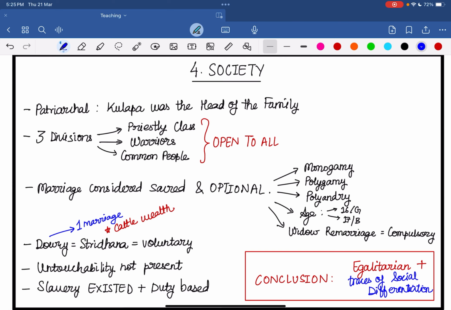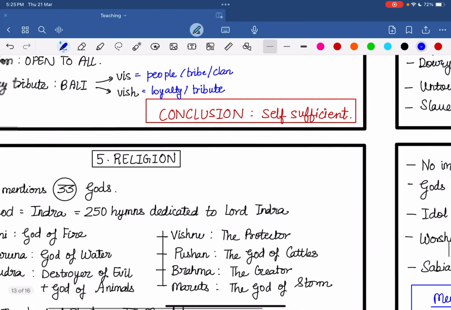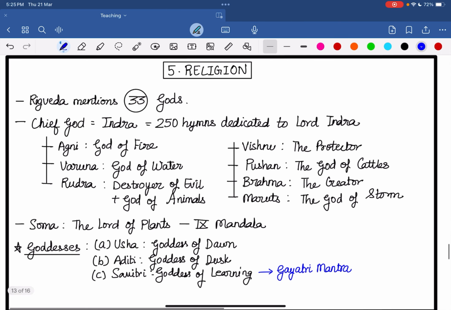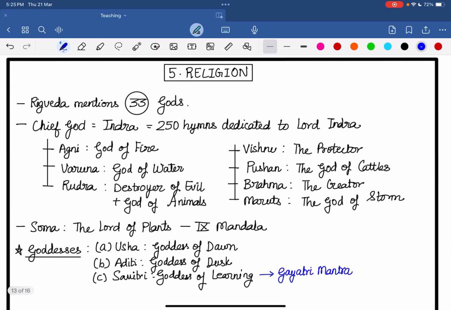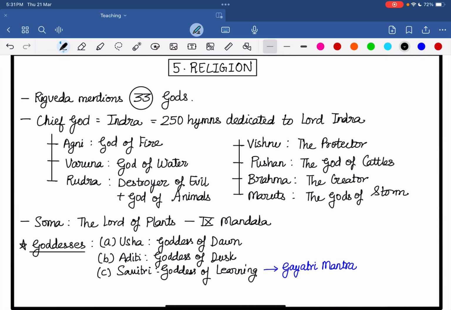And this is how we conclude this part, which makes us move to the fifth and last part of lecture number 2B, that happens to be the religious setup, the religion of the early Vedic period. See, Rig Veda mentions 33 gods. Out of these 33 gods, the chief god happens to be Lord Indra, for whom 250 hymns have been dedicated in the Rig Veda itself.